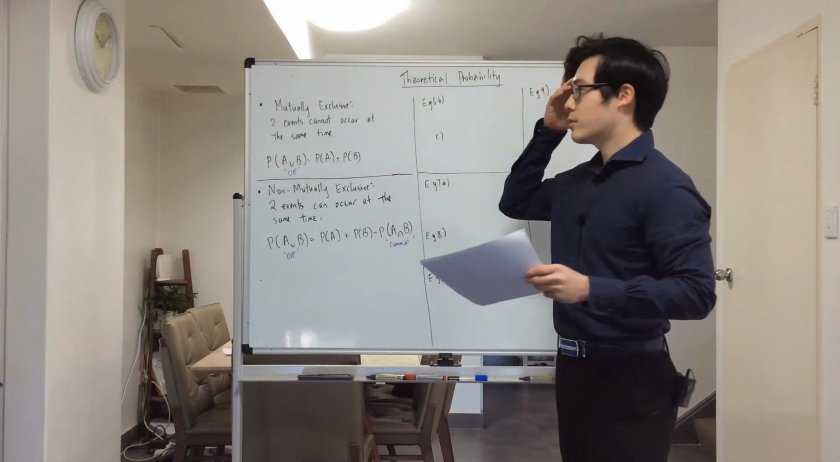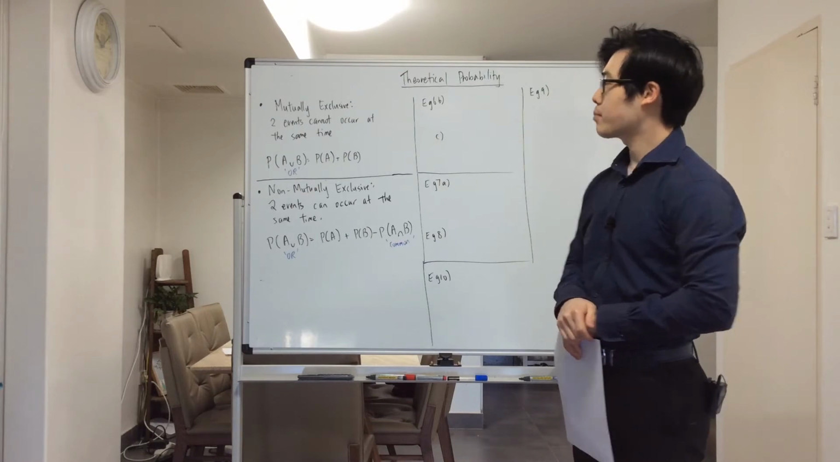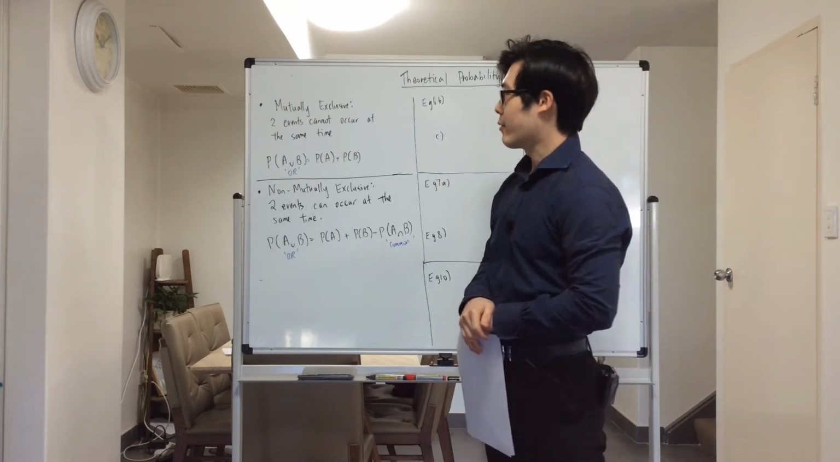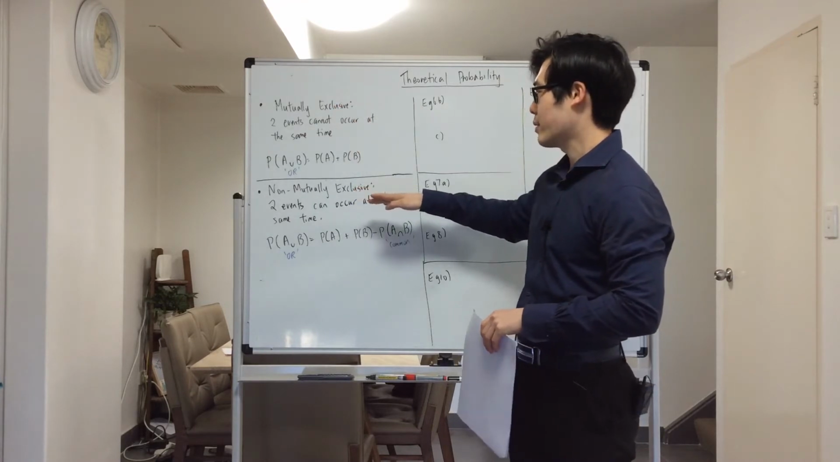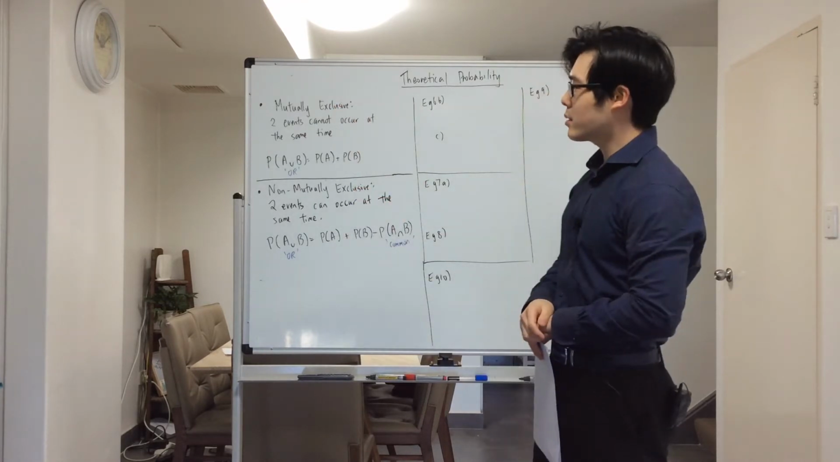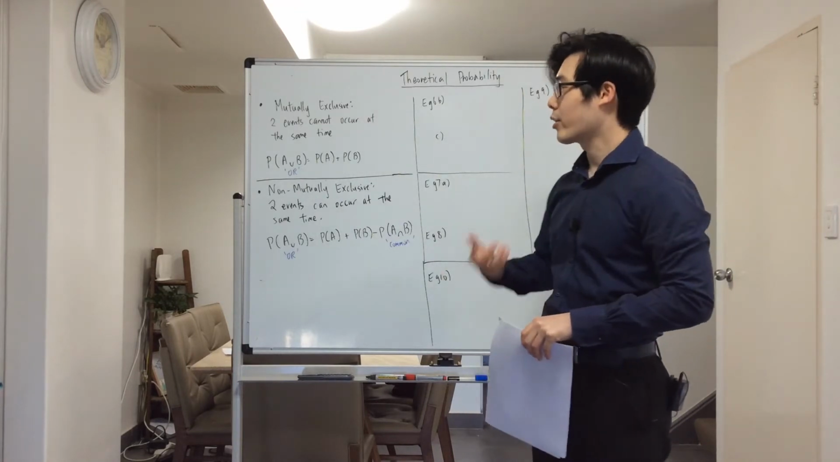Okay, girls, as usual, we're going to go through two exercises today, focusing on probability when you have mutually exclusive events for the first exercise and non-mutually exclusive events for the second exercise. It's just a very simple definition. Mutually exclusive events is when two events cannot occur at the same time.